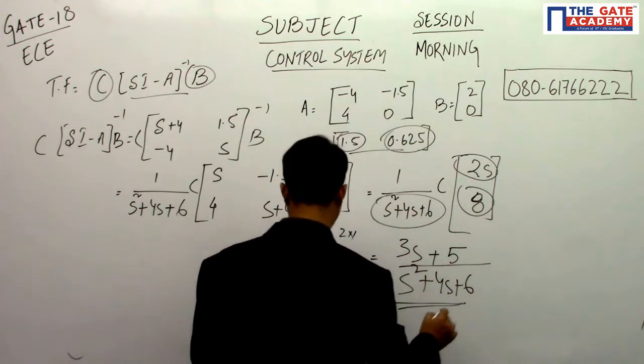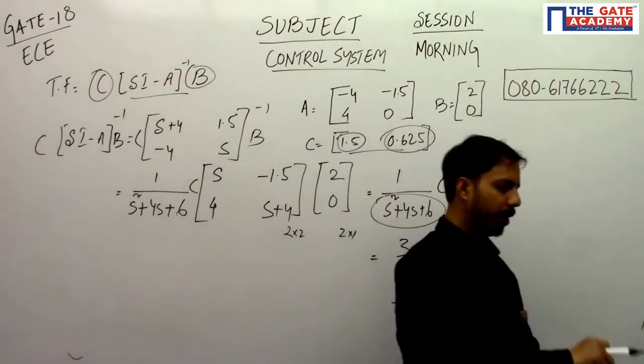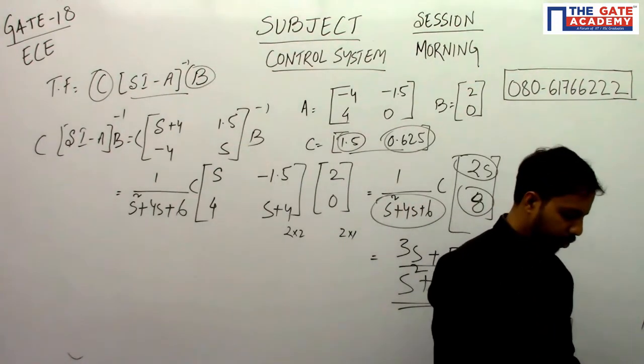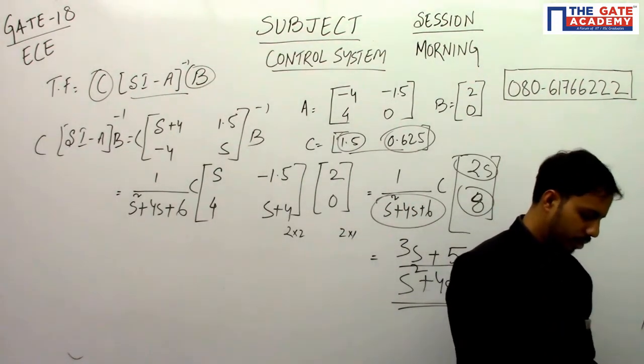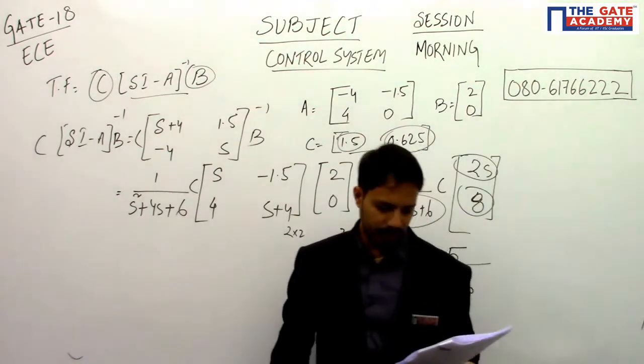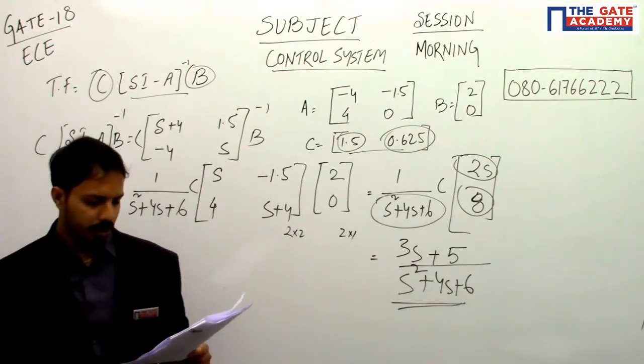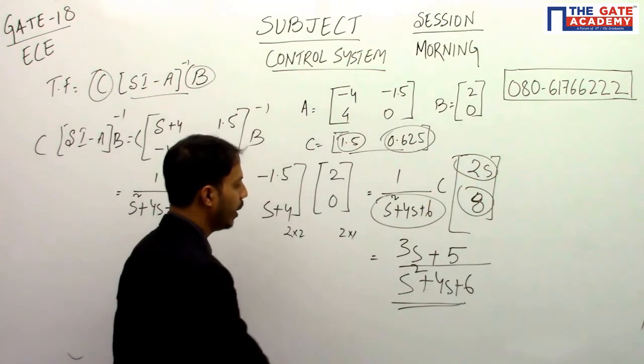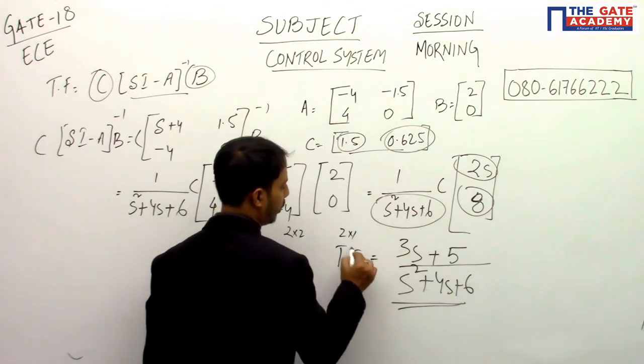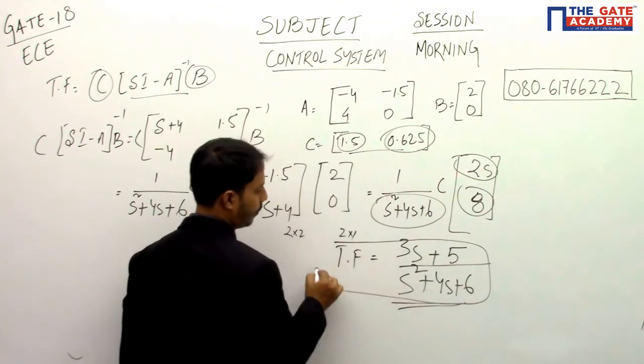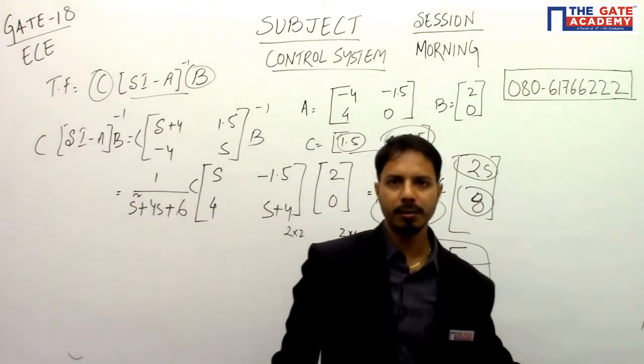Okay, so this is the transfer function finally. If we see, there is an option here in this particular set, this is option A. Okay, so this is the transfer function. Simple. Okay, that's it.